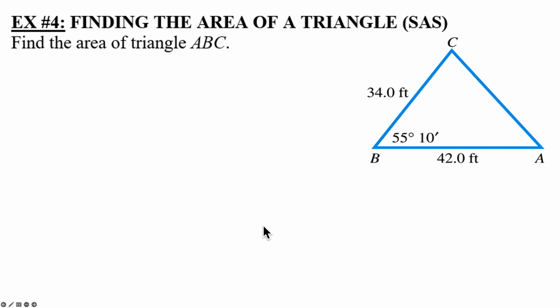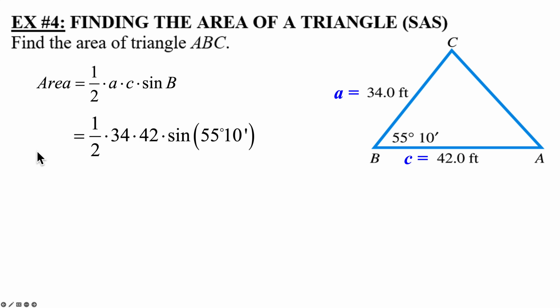All right, example time. Here we have, find the area of ABC. Here you have an angle, 55 degrees, 10 minutes, that's in between two given sides, 34.0 feet and 42.0 feet. Okay, that's a side-angle-side. So this is side A, this is side C. I need to have 1/2 times AC times the sine of angle B. So I plug in the numbers.